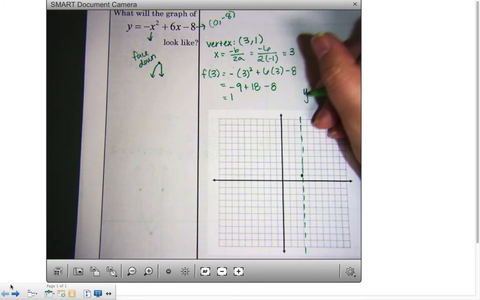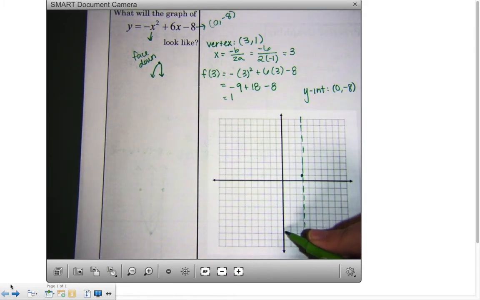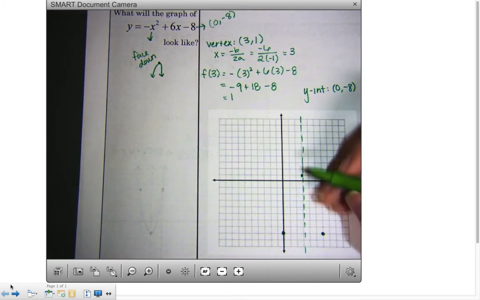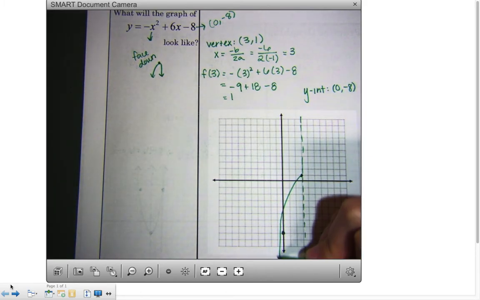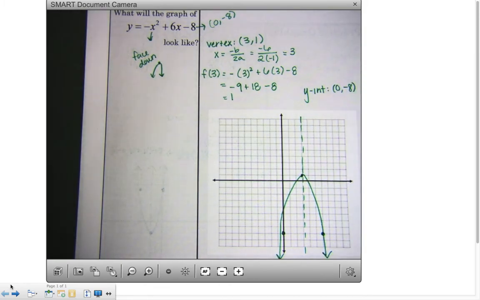We also need to know the y-intercept if we're going to graph, and we said that was (0, -8). So go down negative 8, plot a point. That's 3 units away from the axis of symmetry, so I'm going to go 3 units the other way to make them symmetrical. And then just connect them with a smooth curve. Try to go through your points. And there's your parabola facing down with a maximum at your vertex of (3, 1).